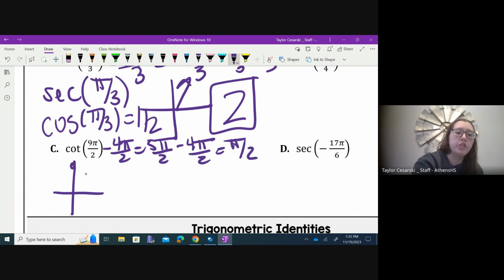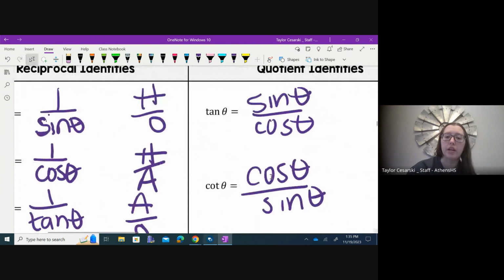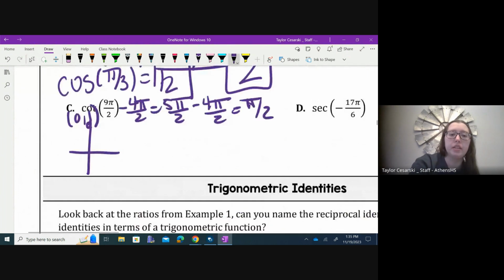So at pi over 2, my coordinate is 0, 1. Tangent there is sine over cosine, so 1 over 0. Tangent at pi over 2 is undefined, but cotangent, we said down here, is cosine over sine. So that would be 0 divided by 1, which is just 0.